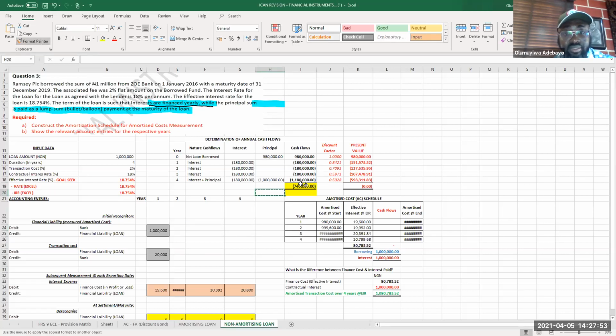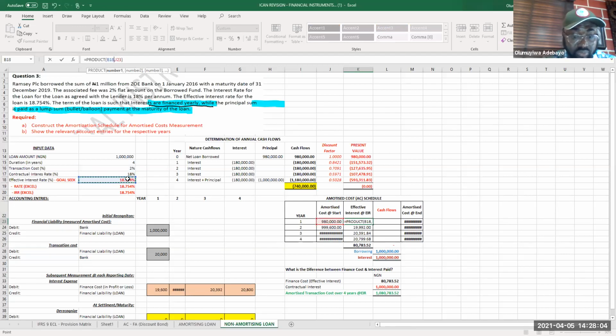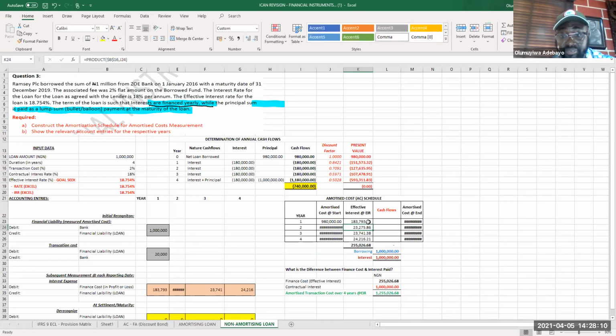And that is it. Now doing that means my effective interest rate will now be this amount, 18.754. And that gives me my effective interest rate, which I can use all through.